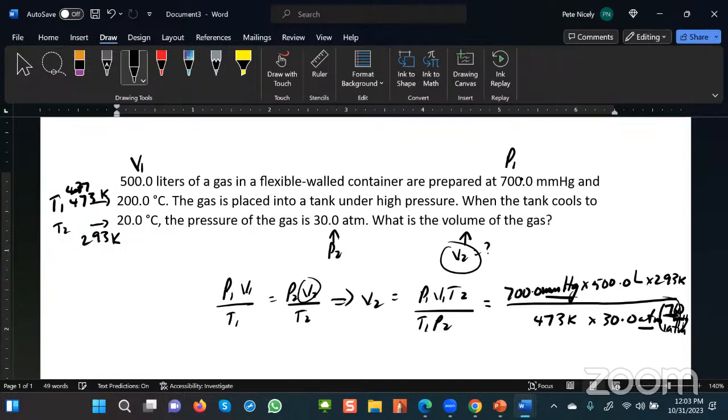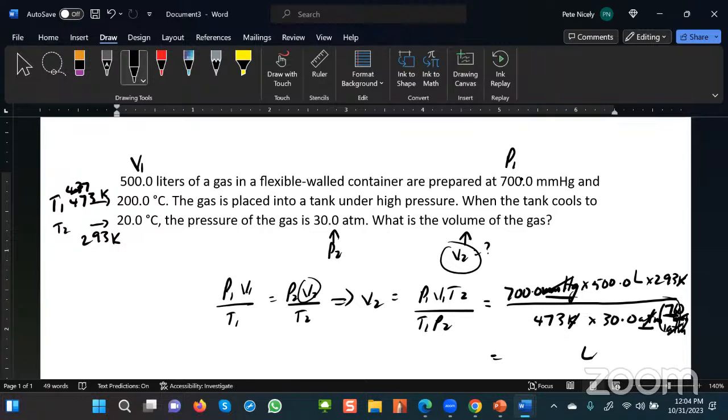All right? So the millimeter mercury units will cancel out. The atmosphere units will cancel out. The Kelvin units will cancel out. So the final units here would be in liters, whatever the answer is. So let me do the calculation. That would be 700 times 500 times 293, and then I'm going to divide that by 473 times 30 times 760.